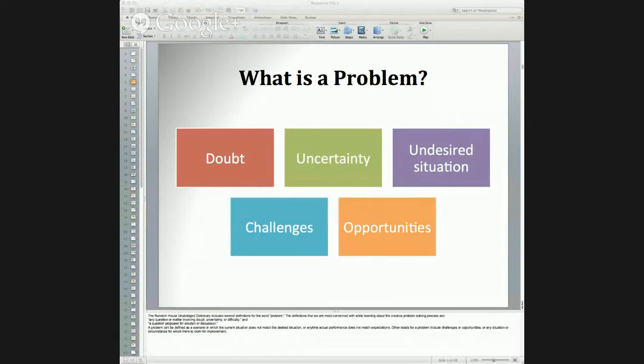Now here is the activity. I want you to share problems that you want to solve from your organization or home lives. Write it down. 7 problems that you want to be solved. 7 of your problems that you would love to be solved. Write it down, and then later on you will send it to us via email, including your name, last name, and your contact details. So we see in the problem stages or the problem definition, we see doubt, uncertainty, undesired situation, challenges, and opportunities.